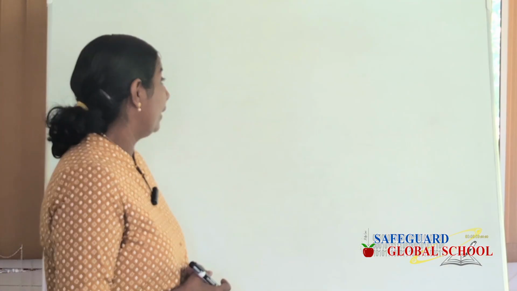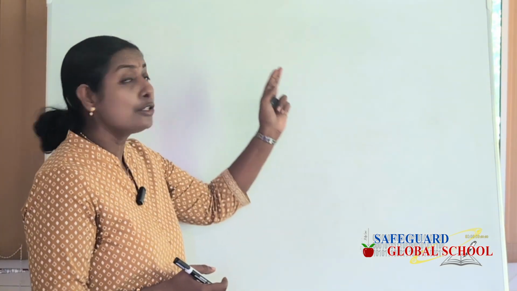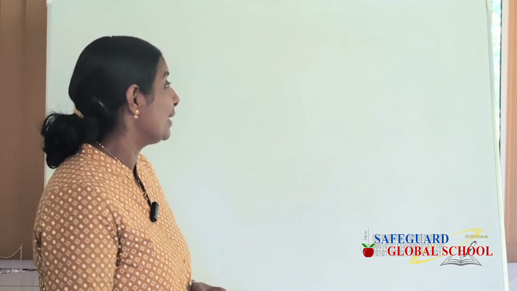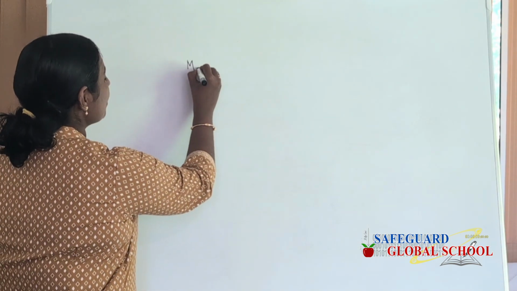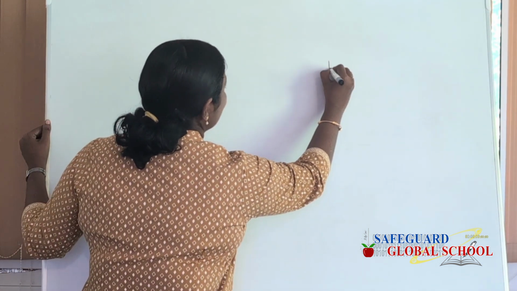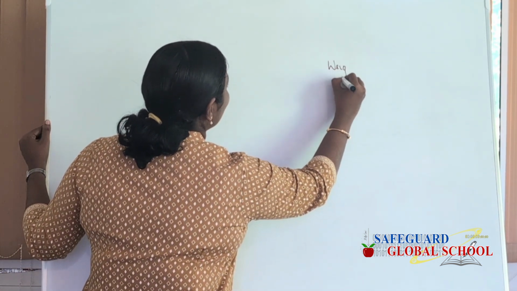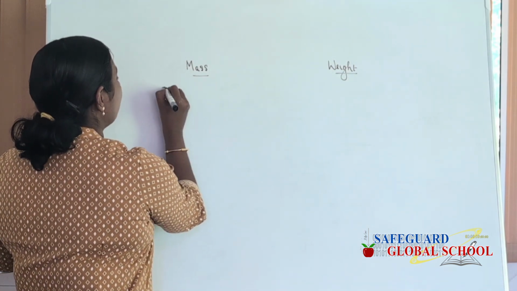Now, in this session, we will study mass and weight, or what is the difference between mass and weight. So, let us write it in a column. If you are asked to differentiate, we usually write it in a column. So, what is the definition of weight and what is the definition of mass?